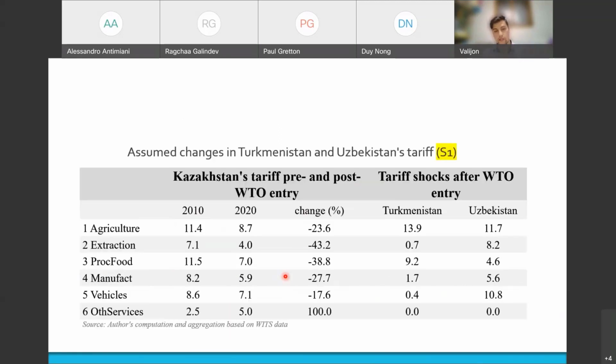The first one: I just took Kazakhstan as an example. Kazakhstan tariff pre and post WTO entry. You see here the pre, and then here's the post. Then I calculated how much percent Kazakhstan decreased their tariff after they entered the WTO. And then this is the change, you can see. I took this change as a shock and applied it to Turkmenistan and then Uzbekistan after they entered the WTO.